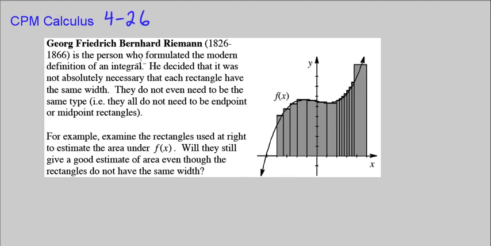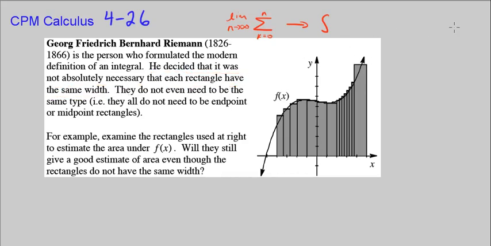So he formulated the modern definition of an integral, right? Because we know we go from sigma to integral by taking the limit as n goes to infinity, when n is the number of rectangles. Anyway, he decided that it was not absolutely necessary that each rectangle have the same width.